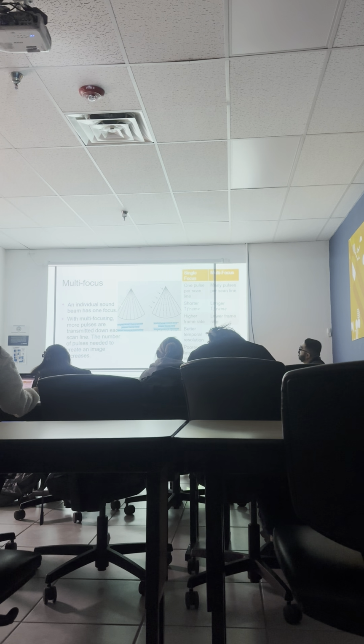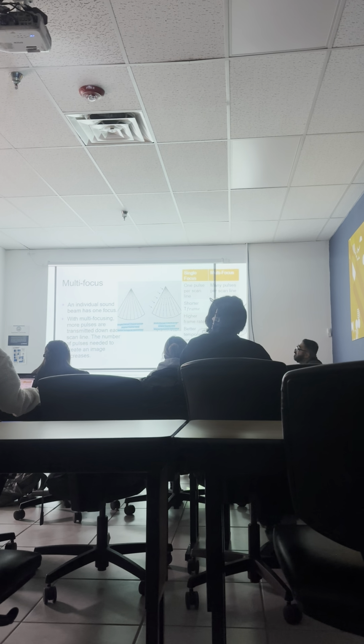1, 2, 3, 4, 5, 6, 7, 8, 9. Does the outer one count as a line? I would say yes. So 9 times 5 is what? 45. Okay, so this one took 9 pulses to create the image, and this one took 45 pulses to create the image. That makes sense.